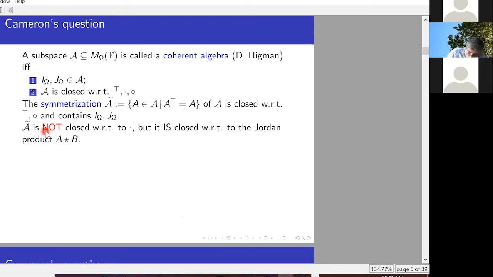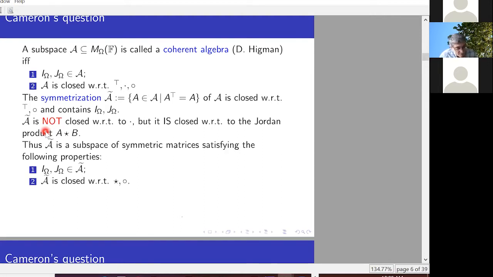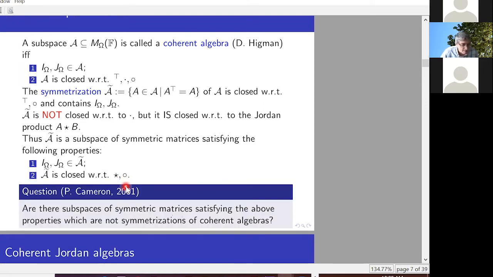Therefore, we get a subspace of symmetric matrices satisfying the following properties. It contains the units, and it is closed with respect to Jordan product and Schur-Hadamard product. Of course, it is also closed with respect to transposition, because all matrices are symmetric. Now I can formulate the question asked by Peter.